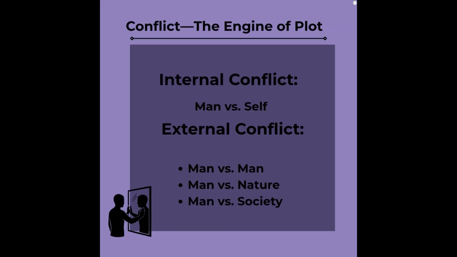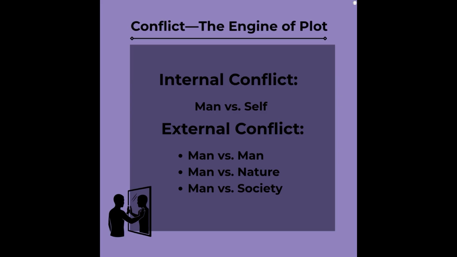Conflict, the engine of the plot. Some conflicts include internal conflict, and that may be man versus self, which just includes a struggle with feelings or a tough choice. The next type of conflict is external conflict, which is man versus man, which is kind of like a hero versus a villain. Man versus nature, which is like survival against a storm, animal, or a natural disaster. Man versus society, which is fighting an unfair law or tradition.